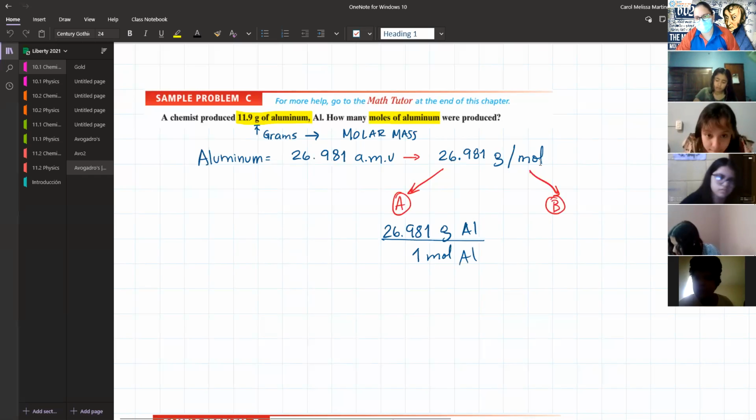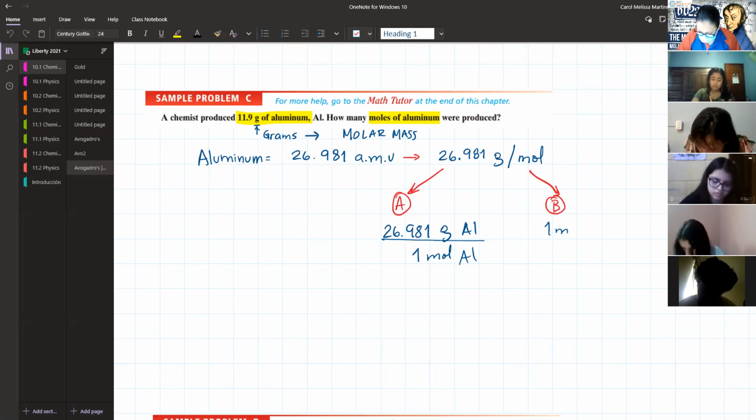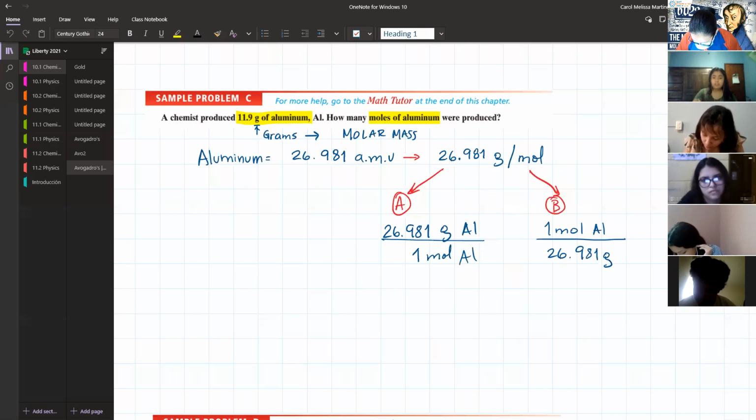Or you can say that there is 1 mole of aluminum, and inside of it you have the 26.981 grams of the same unit, aluminum. So those are the two possible ratios that you can use as conversion factors.